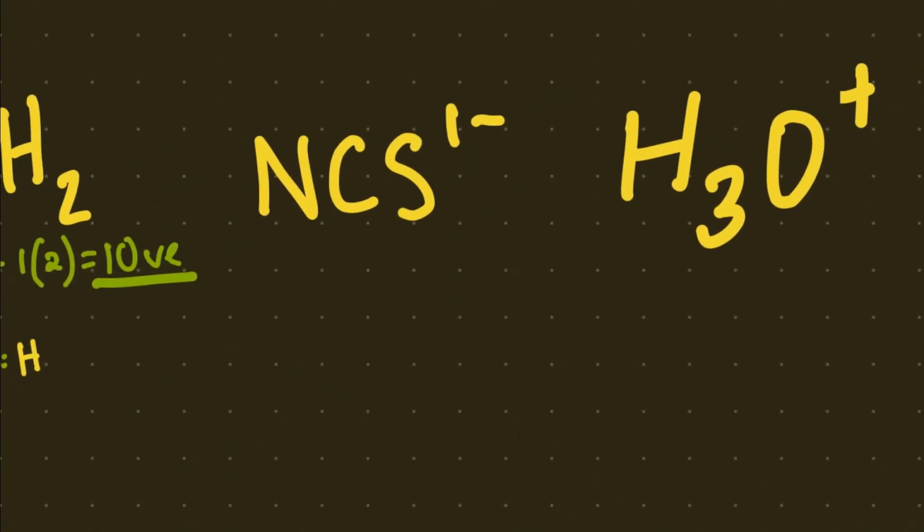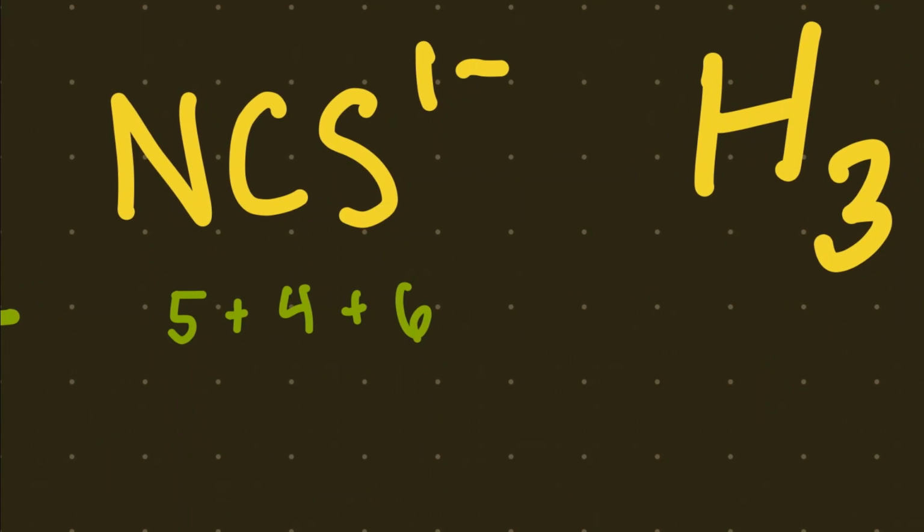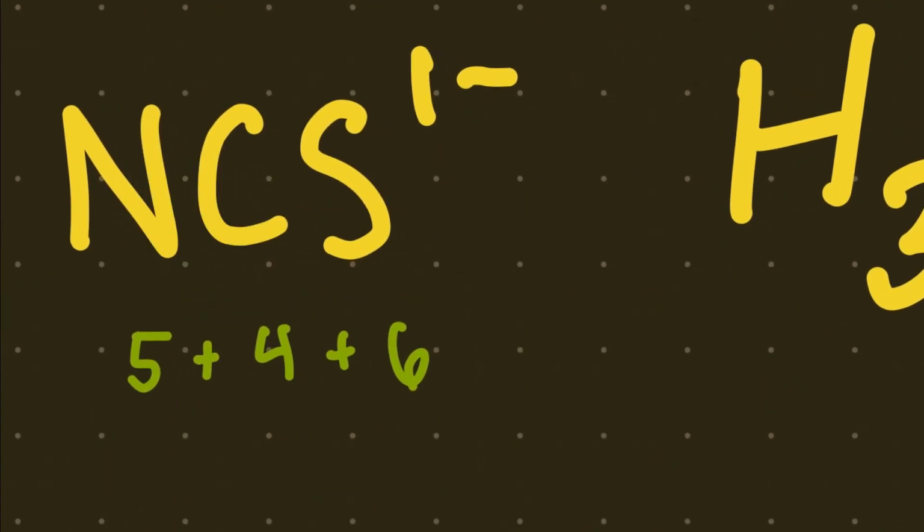Cool. NCS1 minus. Okay, so that's a 5 plus a 4 plus a 6. Hopefully by this point you're getting pretty good at memorizing the number of valence electrons per element. 9 plus 6 is 15, plus another one, and that gives us our 16. Anytime you have an odd number, you're going to run into some trouble. So if you get an odd number, double check your math. You might have added incorrectly.